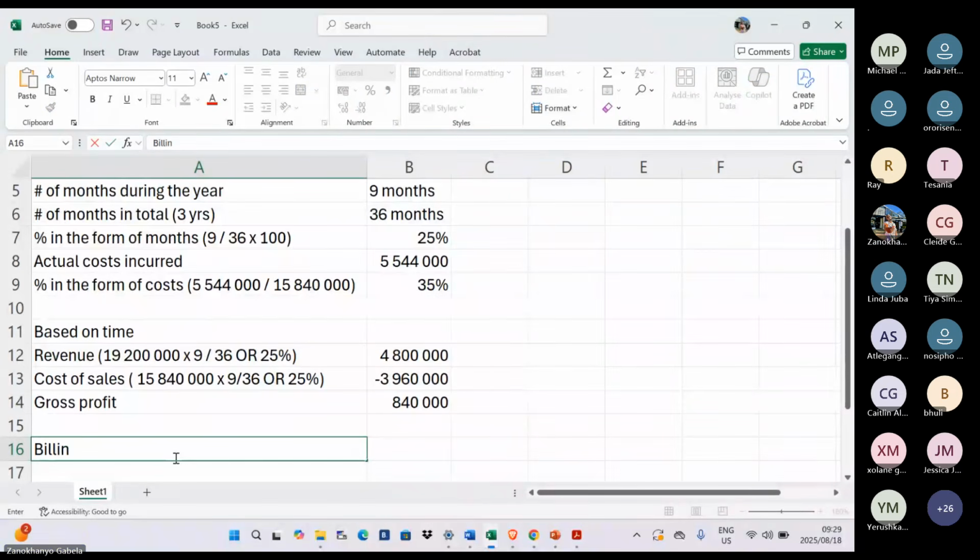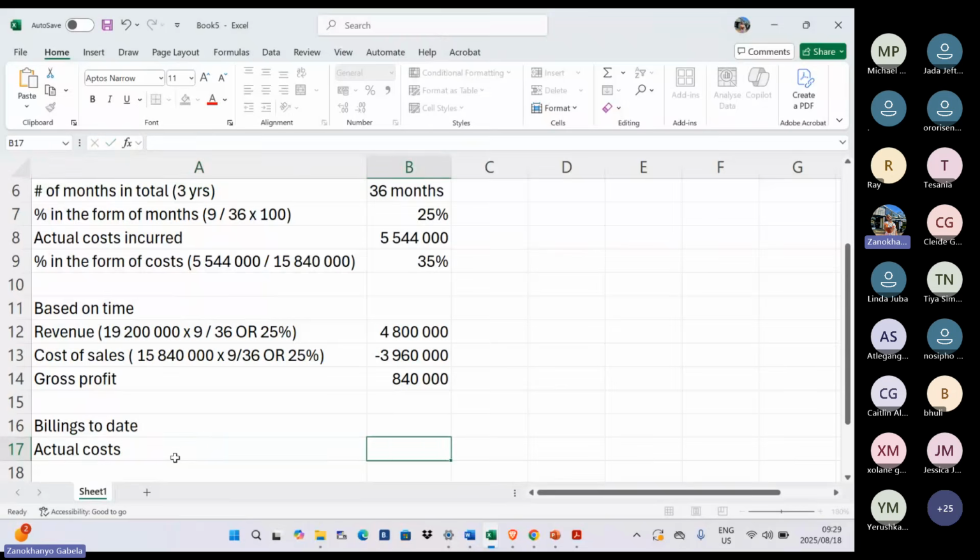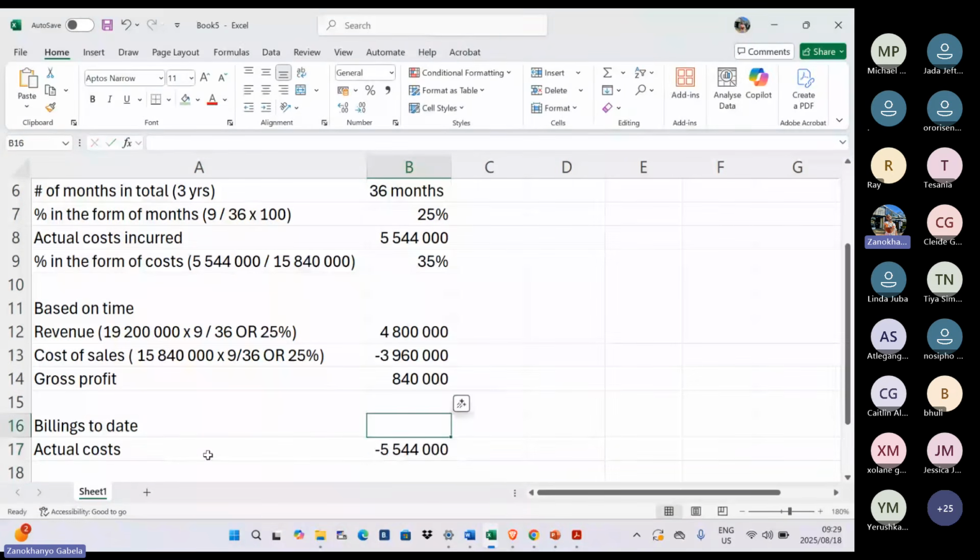Billings to date. What do you call billings to date? Actual costs incurred. It's 544, 1, 2, 3. Okay, perfect. Billings to date. We were given this amount as well.